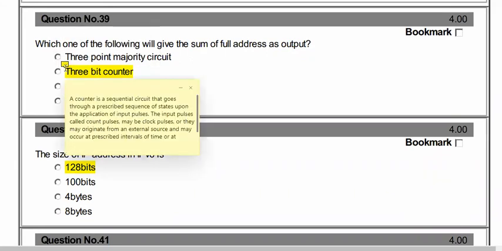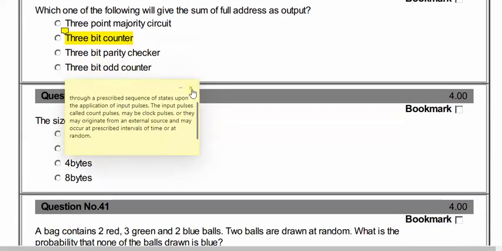A counter is a sequential circuit that goes through a prescribed sequence of states upon the application of input pulses. The input pulses, called count pulses, may be clock pulses or they may originate from an external source and may occur at prescribed intervals of time or at random.